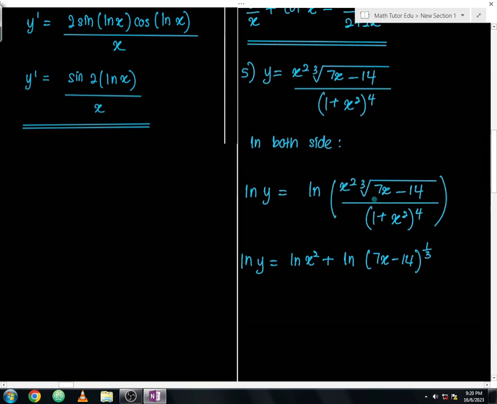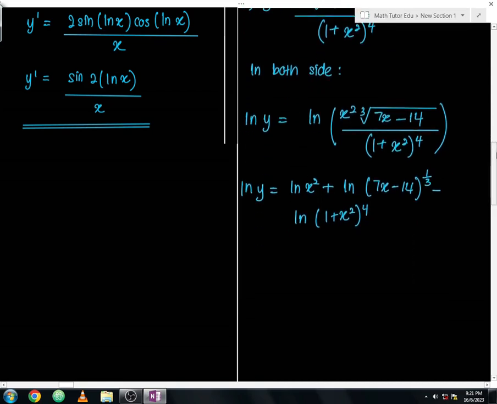So from here, the multiplication you can separate back through addition, and for the division you can separate through subtraction. So it will be minus natural logarithm of 1 plus x squared to the power of 4. Let us continue our working. Natural logarithm y will be equal to, this power we can bring to the front, so it will be 2 ln x. By the way, let me remind you, this is not differentiation yet, this is just the logarithmic rule, guys. It's a law of ln, the power you can bring to the front. We haven't performed the differentiation yet.